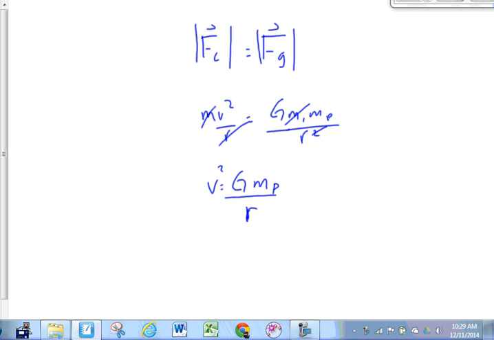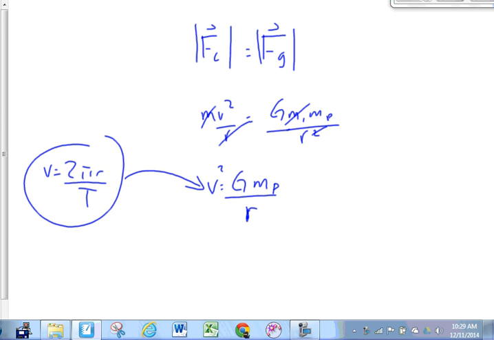G m over r. But we also know that anytime we're talking about an object going around a circle, whether it's a satellite or a roller coaster or a car going around a turn on the highway, it doesn't matter, v is equal to 2 pi r over t. So sometimes what you're going to have to do is solve for v this way and then plug it into there. Or sometimes you're going to solve for v this way and then plug it into there to solve for period, the time that it takes to go around once.